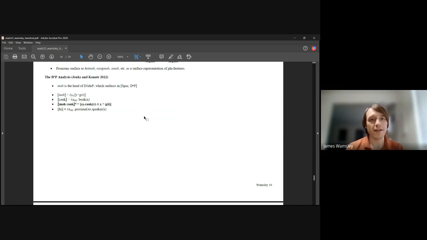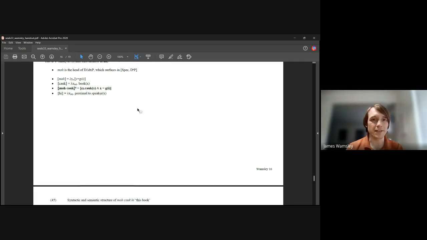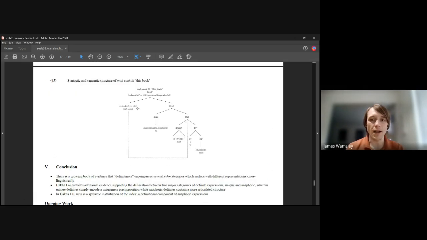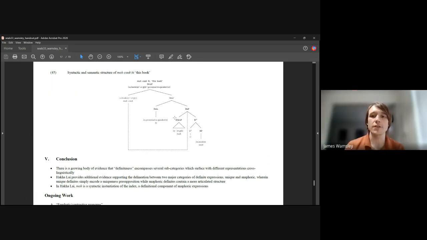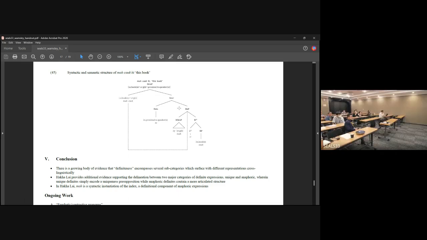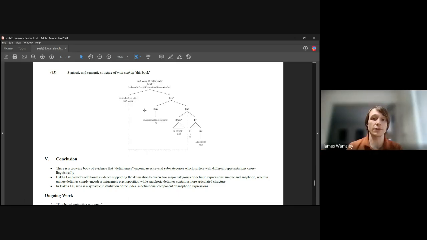I'll briefly look at the index DP analysis here, where the index phrase occurs in spec position, above the index D, and again, it moves so that we get the canonical word order of ma, the noun, and then discourse deictic.